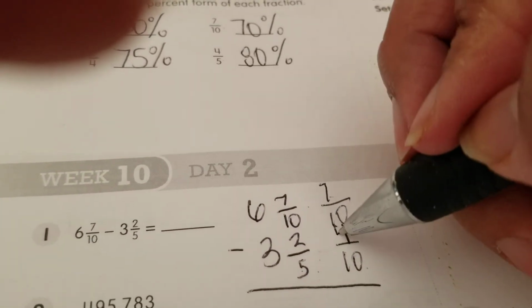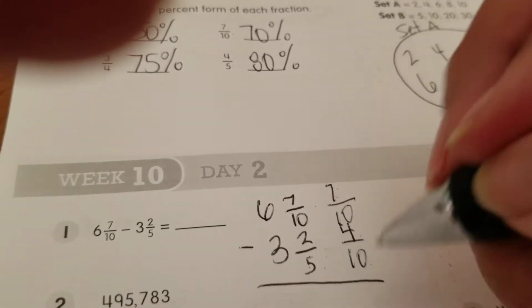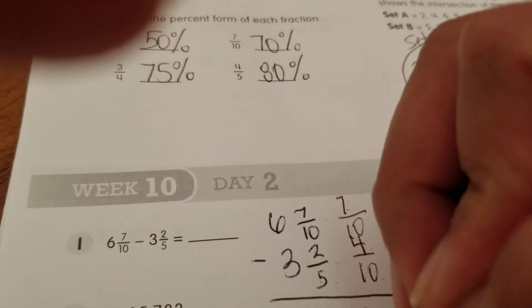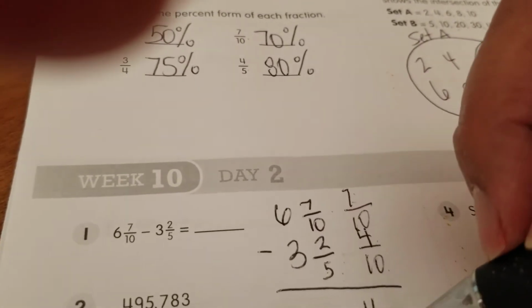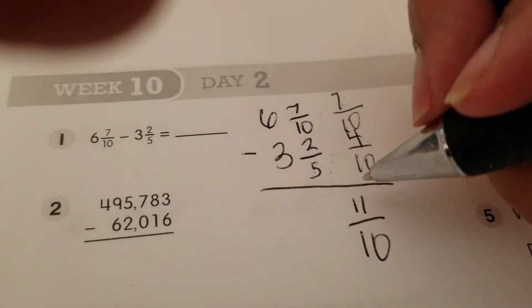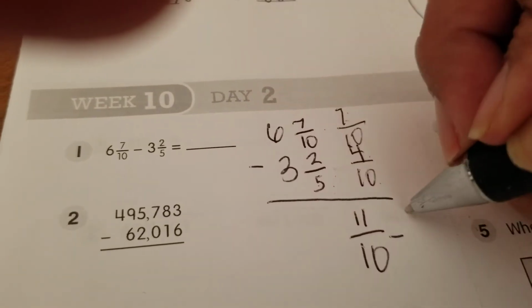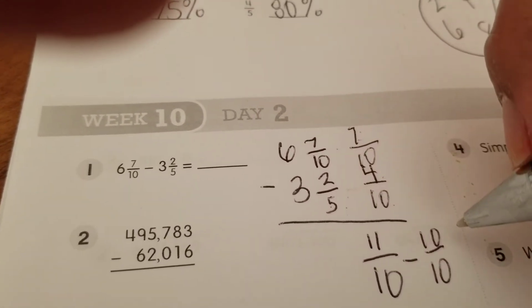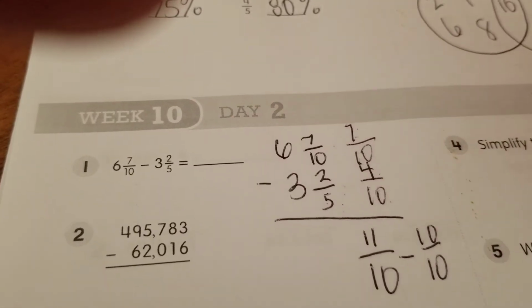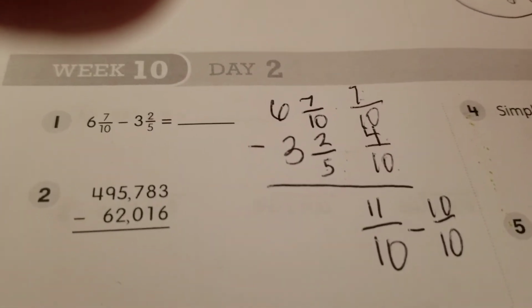We add the numerators. 7 plus 4 is 11. That would be 11/10. But we have to take out one of the whole numbers, and we subtract a 10 out of 10 because that equals a whole. And so we'll have, wait a minute, I'm confusing myself.